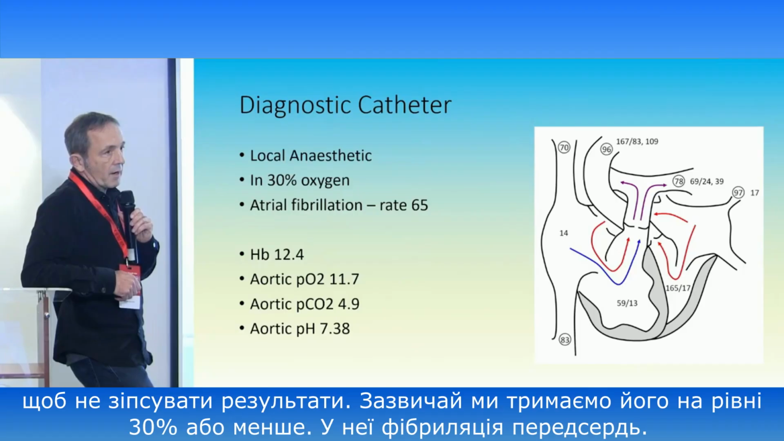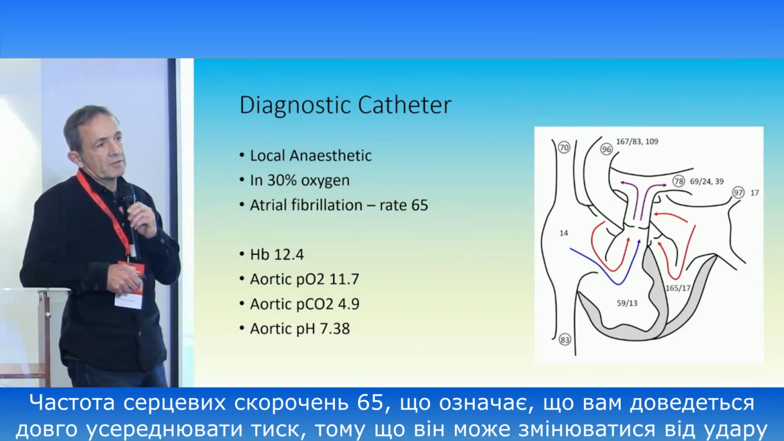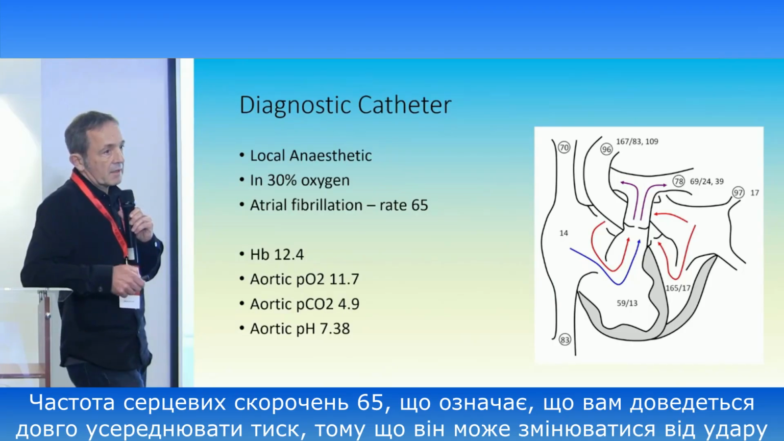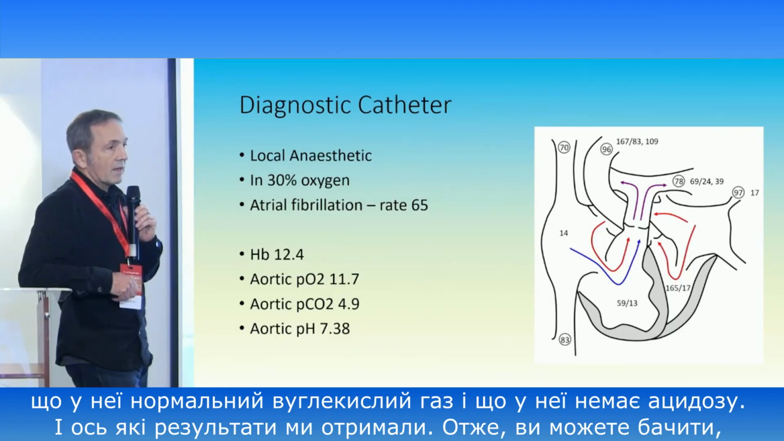She's in atrial fibrillation with a heart rate of 65, which means you have to take a long time averaging the pressures because they can vary from beat to beat. Make sure she's not anemic because that can change the results, that she's not hypercapnic, her CO2 is normal, and that she's not acidotic. And these were the results we got.